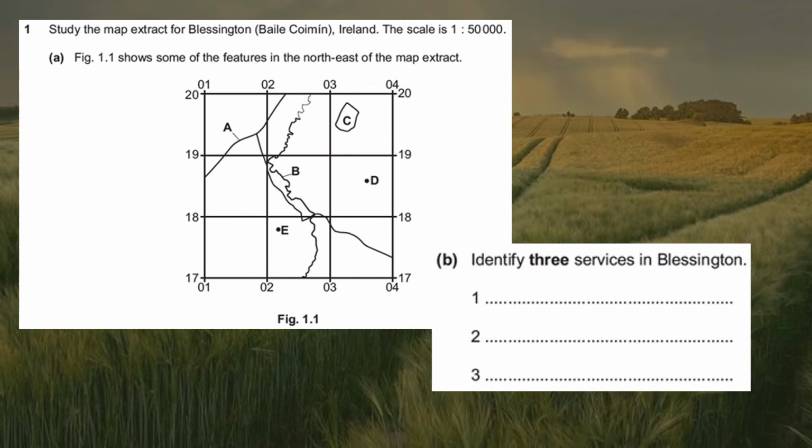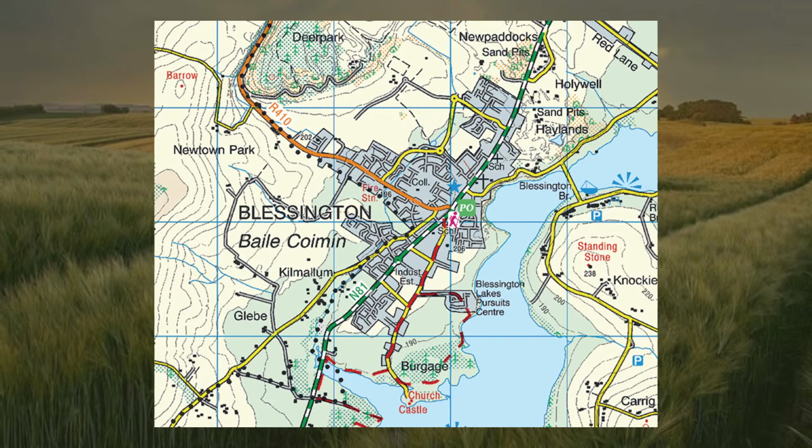Right, and now we have to identify 3 services in Blessington. There are many different options we can pick. So if we look at the town, there are lots to pick from. We have a post office, we have a school, we have a fire station, we have a college. We just have to pick 3 for the question, and then we've answered the first section of the paper. I will release a following video to tackle more questions in this paper.